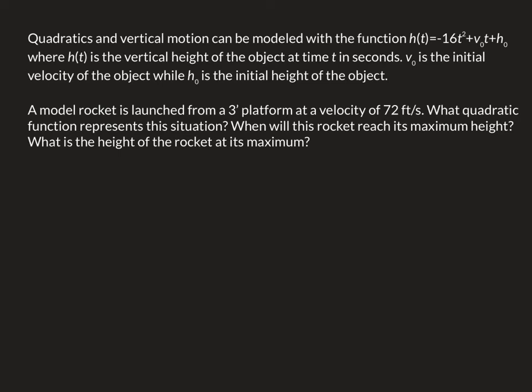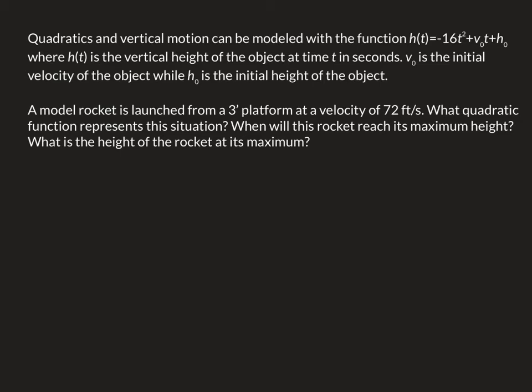In this equation, h of t represents the vertical height of this object at a time t, which is given in seconds. V sub 0 is the initial velocity, and we use the sub 0 because it's the first measured amount, and h sub 0 is the initial height. So basically the initial velocity and the initial height when time is 0. Where is this object going to be?